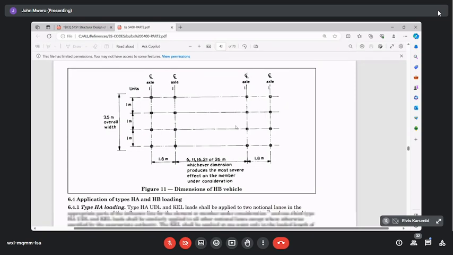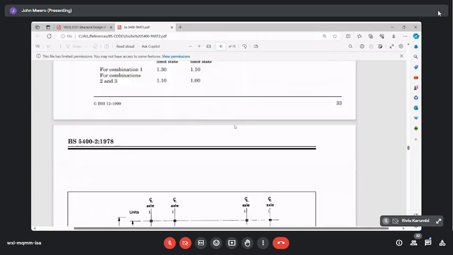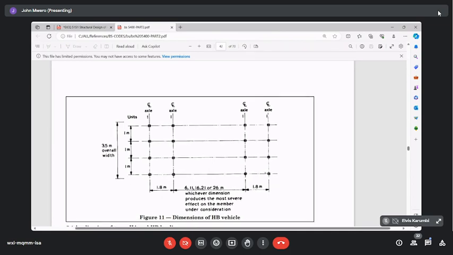This is it. Sorry, I was looking at the wrong standard. So BS 5400 Part 2 of 1978. Of course, this now is obsolete, but this figure you find similar in almost all the other design standards for road bridges. So what you see, these things that are square, they represent vehicle tires.